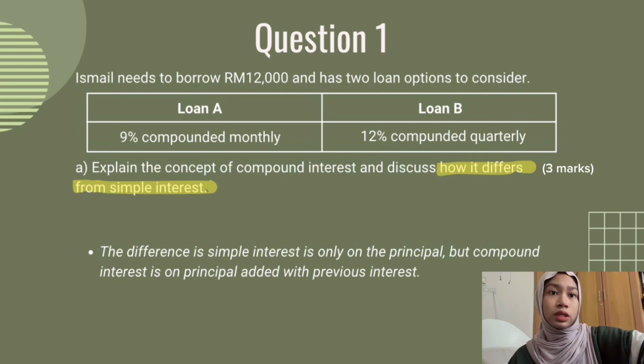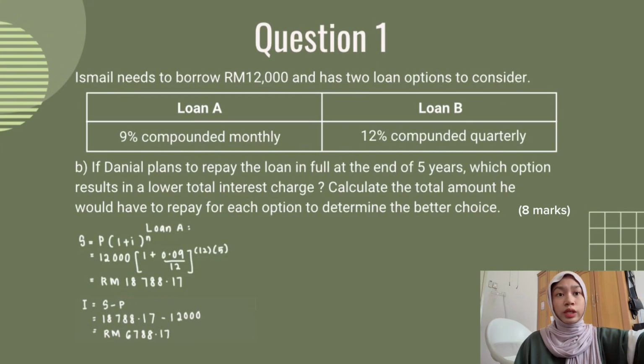For question 1B, if Daniel plans to repay the loan in full at the end of 5 years, which option results in a lower total interest charge? Calculate the total amount he would have to repay for each option to determine the better choice.